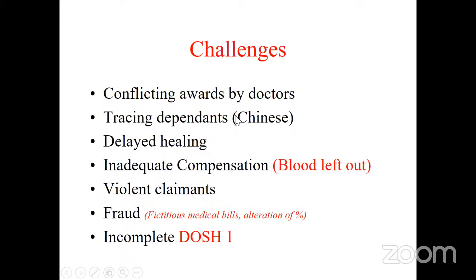And then tracing of dependents. You can imagine the Chinese wanakuja huku alafu kutrace their dependents. You remember with their right to compensation, pia the foreigners they are entitled to compensation. To trace their dependents inakuwa ngumu sana. And then delayed healing. Yes, kudelay healing pia inaleta shida hapo when it comes to compensation.